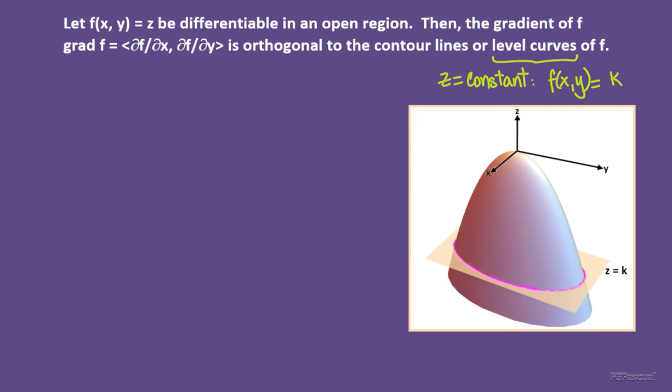And so we have our first level curve. We generate different level curves of f in this fashion. We take horizontal planes at different constant values of z and intersect them with the graph of f.